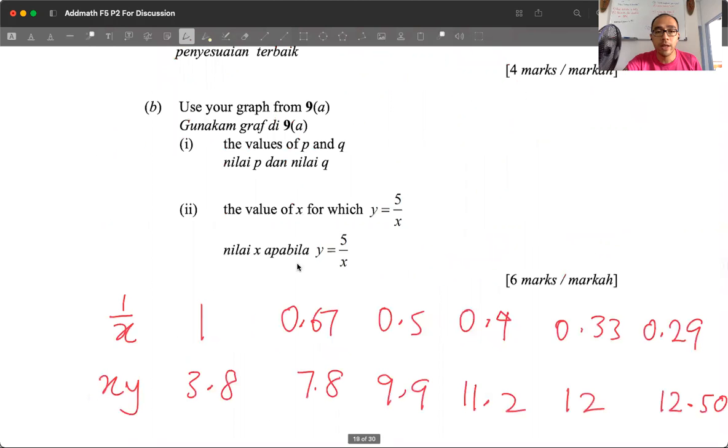Second question is the value of x when y is equal to 5 over x. Okay, so this is negative 12, can? Exactly. Okay, so those of you that have different answers, negative 12.2, negative 12, I will have to look at your calculation first. Saya kena tengok satu persatu.